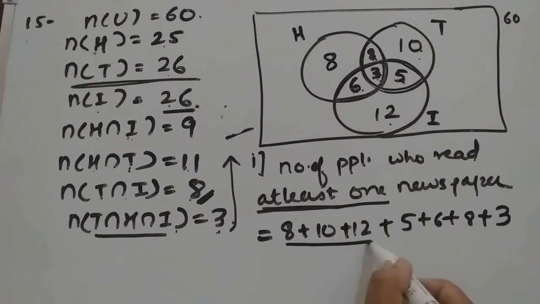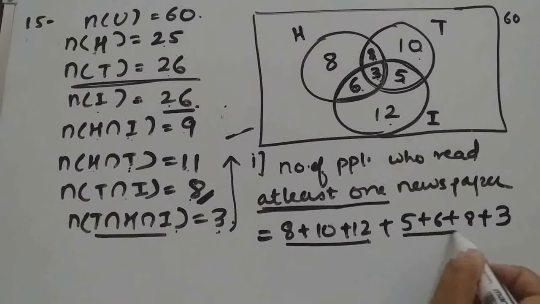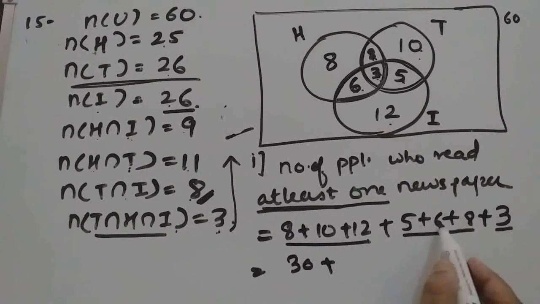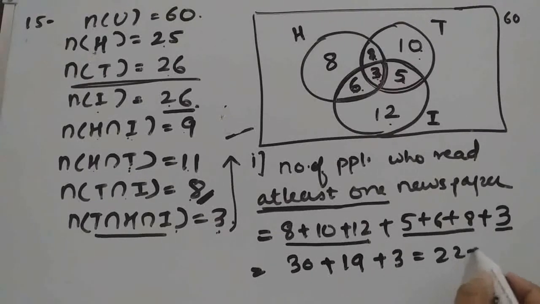So these are all numbers reading 1 newspaper. These are all numbers reading 2 newspapers. This one is 3 newspapers. So after adding all these 3 numbers, we will get, see, 30. This will give 30. This will give 19. So 22 plus 30, that is 52.